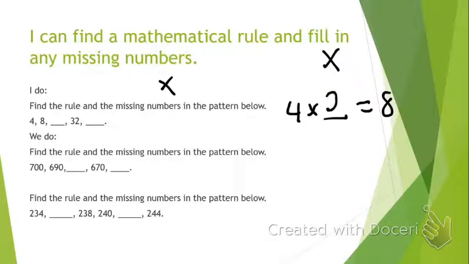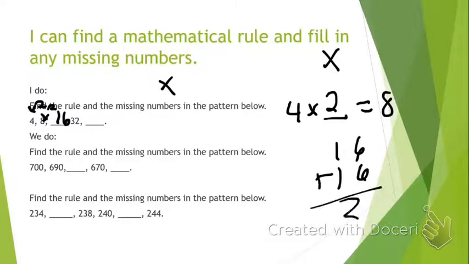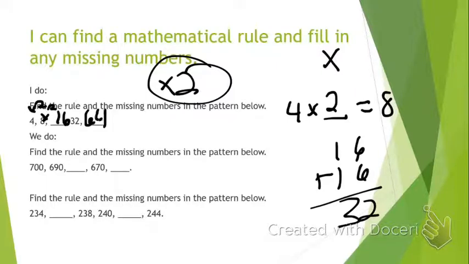4 times 2 equals 8. Now I'm going to try to multiply by 2 and see if that gives me the right numbers. So 4 times 2 equals 8. 8 times 2 equals 16. 16 times 2, if I don't know what that is, I could just add 16 plus 16 and I get 32. Oh, hey, it works. So it is times 2, that's the rule. Now I just need to find the last missing number. So 32 times 2, if I don't know what that is, I can essentially just double it, and I'd get 64.